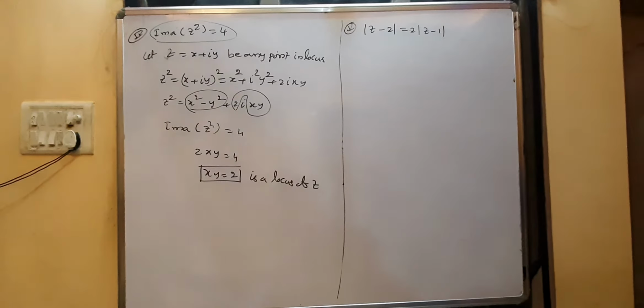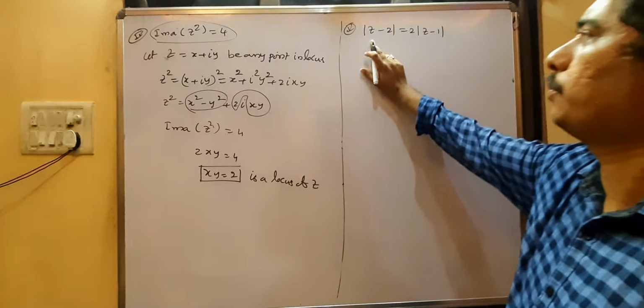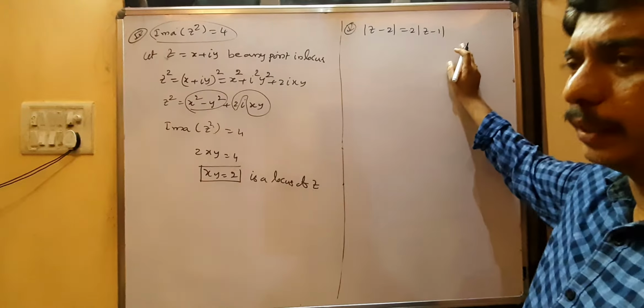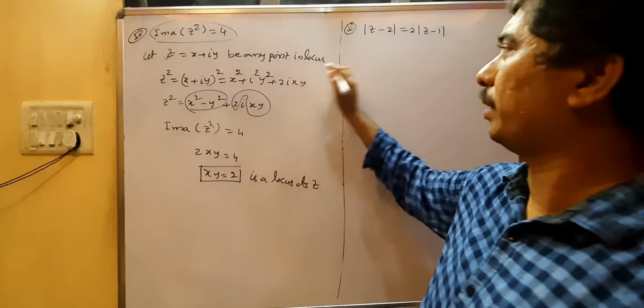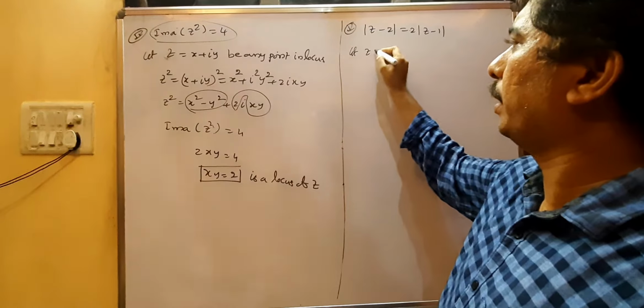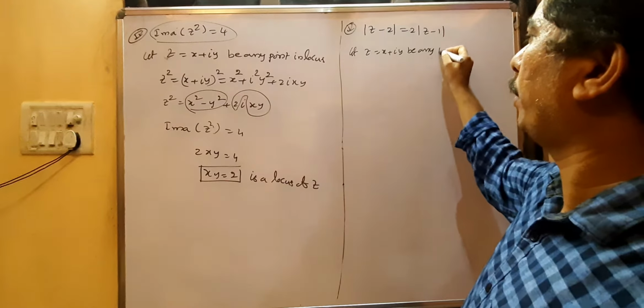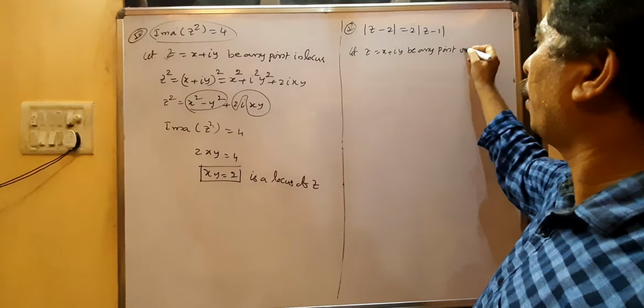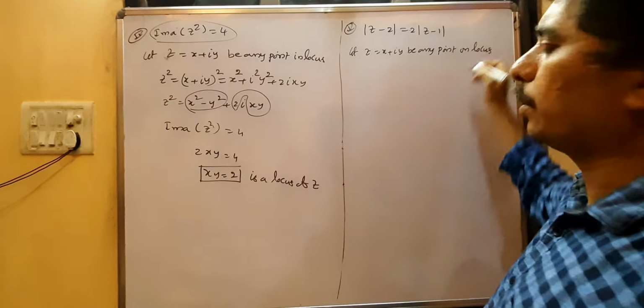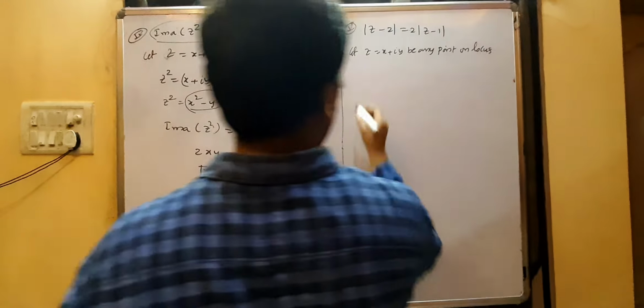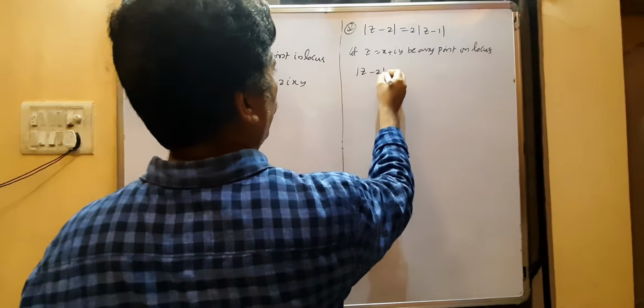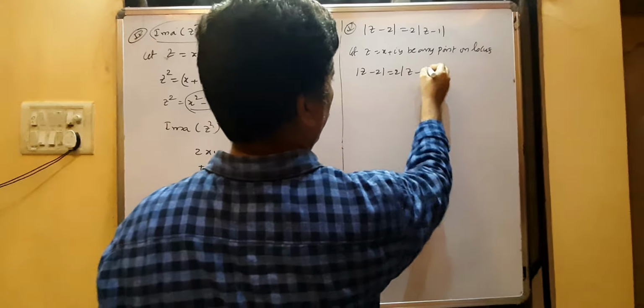Coming to the next one. What is given in the fifth bit? Mod of z minus 2 equals 2 times mod of z minus 1. Z is x plus iy. Let z equal to x plus iy be any point on the locus. What is the given condition here? Mod of z minus 2 equals 2 times mod of z minus 1.